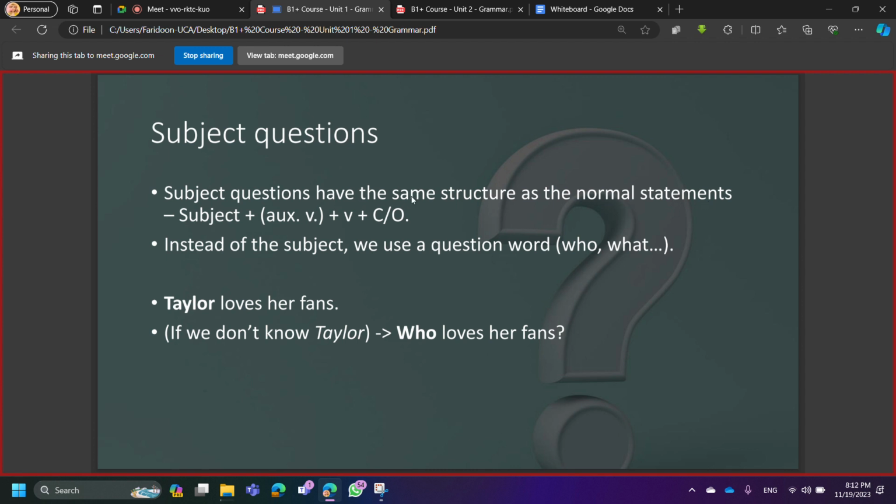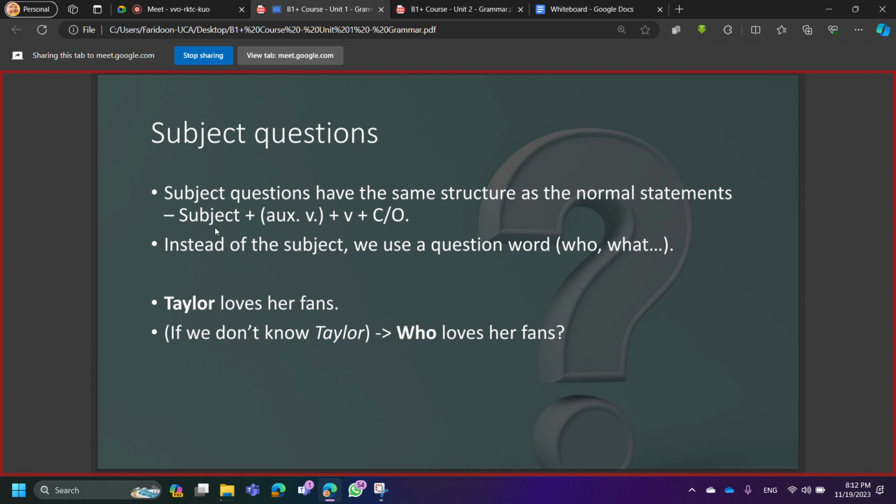So this is something that many people love about subject questions, because they have a very easy structure. The syntax, or the overall structure, or the word order is the same as the normal statements. Your normal statement would start with a subject, an auxiliary verb if the tense needs it, and then a main verb and then a complement and/or an object. And subject questions do the same.